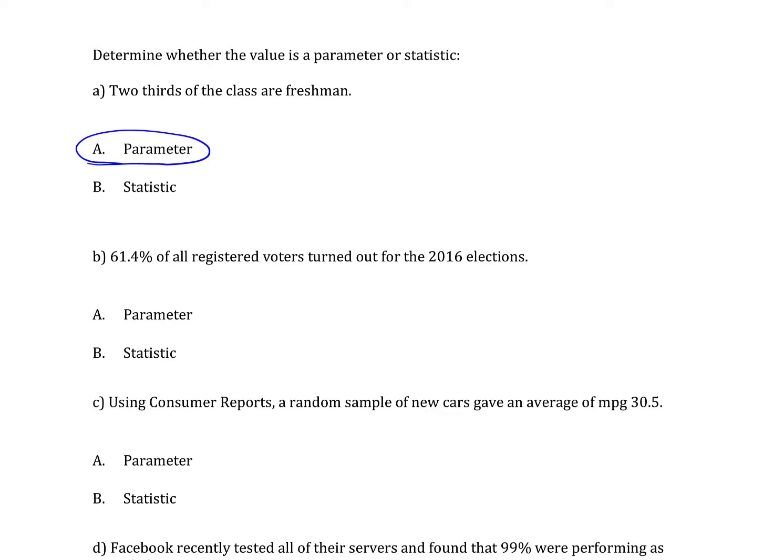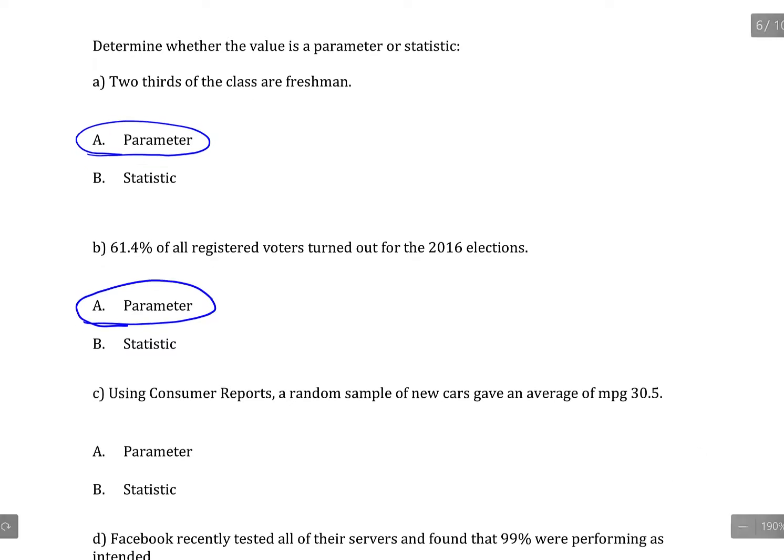61.4% of all registered voters turned out for the 2016 elections. Here we have a percentage of all registered voters who turned out for elections. And this is indicating every single person who is a registered voter, so that's a population of items. And any calculated value based off of a population is a parameter. If it were a calculated value based off of a sample, then it would be a statistic.